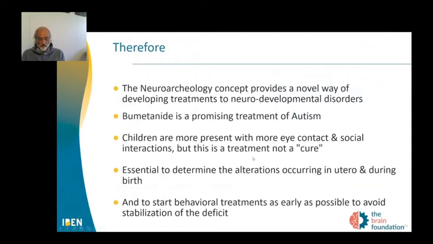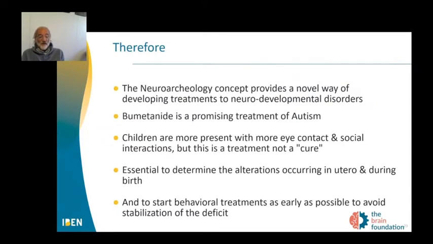In conclusion, what I'm suggesting is that the neuroarcheology concept provides a novel way of understanding and treating developmental disorders, notably autism. And I think that bumetanide is a promising treatment. I would like to remind you that there is, to the best of my knowledge, no approved treatment of children with autism anywhere in Europe or in the US or elsewhere.